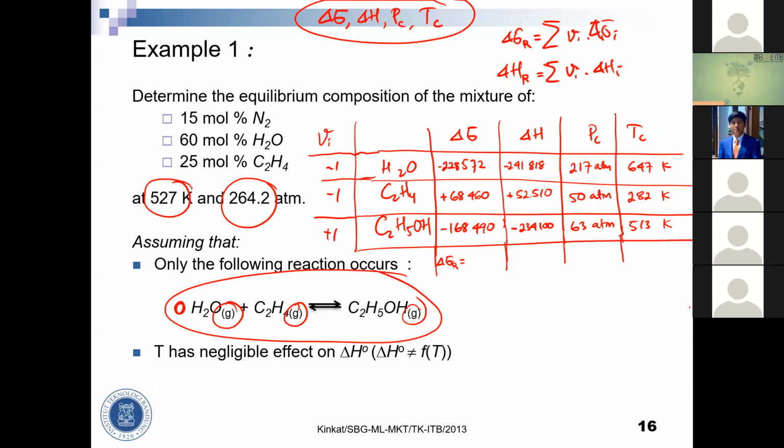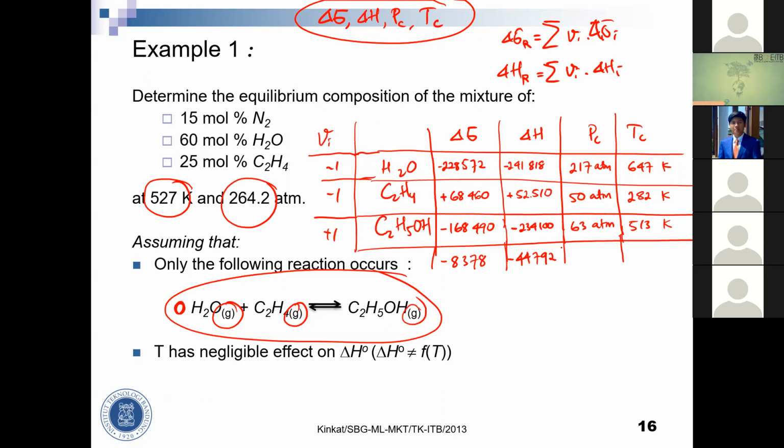For the Gibbs free energy, it's minus 8,378. And for delta H, it's minus 44,792. Okay, now you have a delta G and delta H for the reaction.